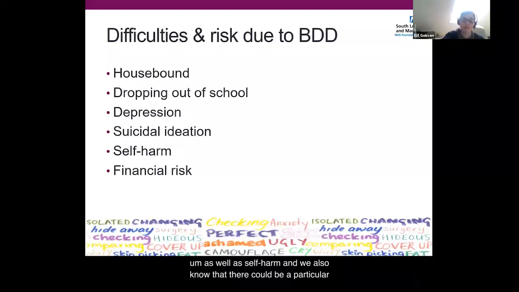We also know that there could be a particular risk around finance. This is when young people feel the urge to buy products to help correct some of the flaws they perceive in their appearance. This might also include things like cosmetic procedures, certain outfits, certain expensive products. This can all mean that they might find themselves getting into debt, or it might put pressure on their families and finances as well.